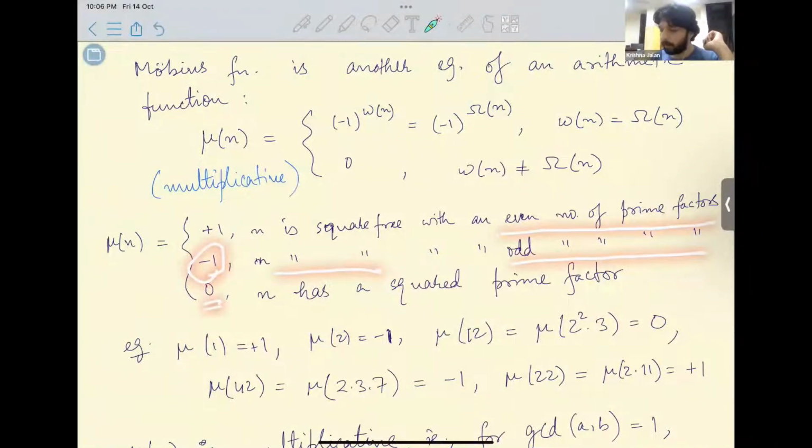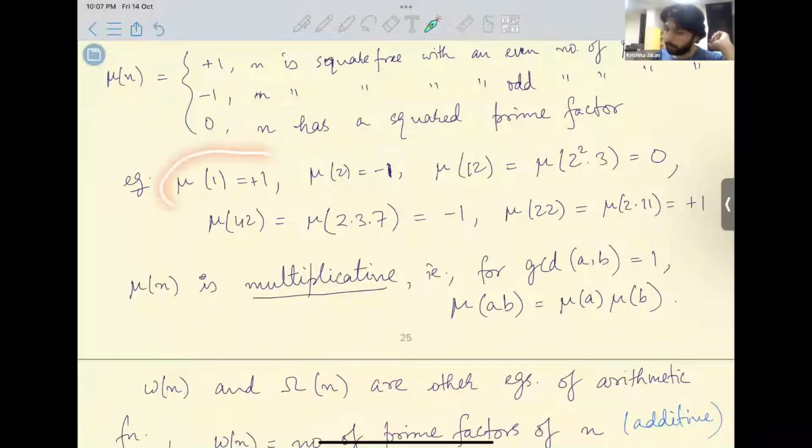And finally it takes value 0 if it is not square free, if it contains some sort of a squared prime factor. So to give some examples, by definition, mu of 1 is 1. Okay, this is a special case, but beyond that, mu of 2. How many prime factors does 2 have? It has only one prime factor. Then its assigned value is minus 1.